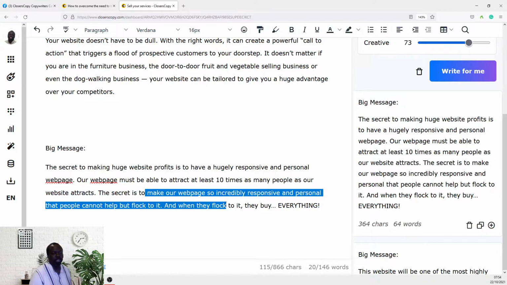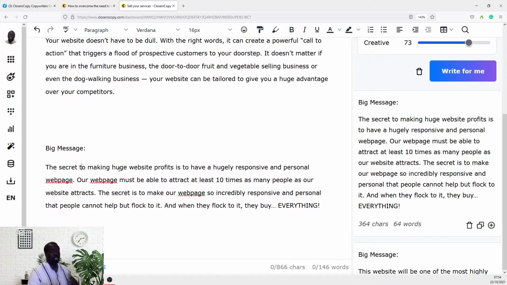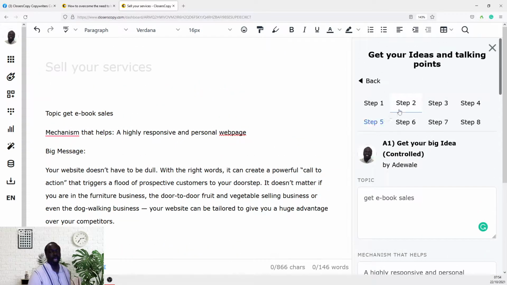Right. So this is really the main point of the message, and we're going to be using this to create all the angles which we're going to be using to email people. Right. So how do we get to the angles?